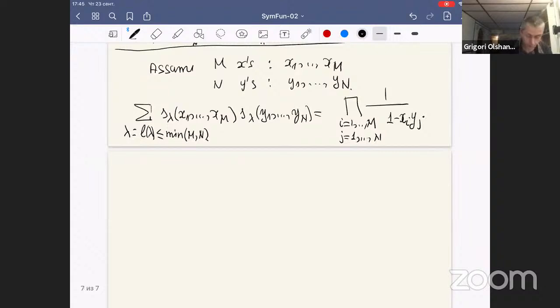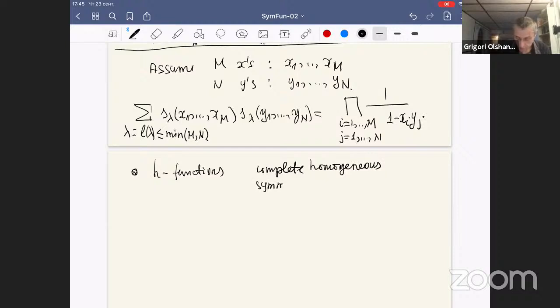Okay, so now I want to introduce the h functions, which are called complete homogeneous symmetric functions. So h is from homogeneous. So the definition is as follows.